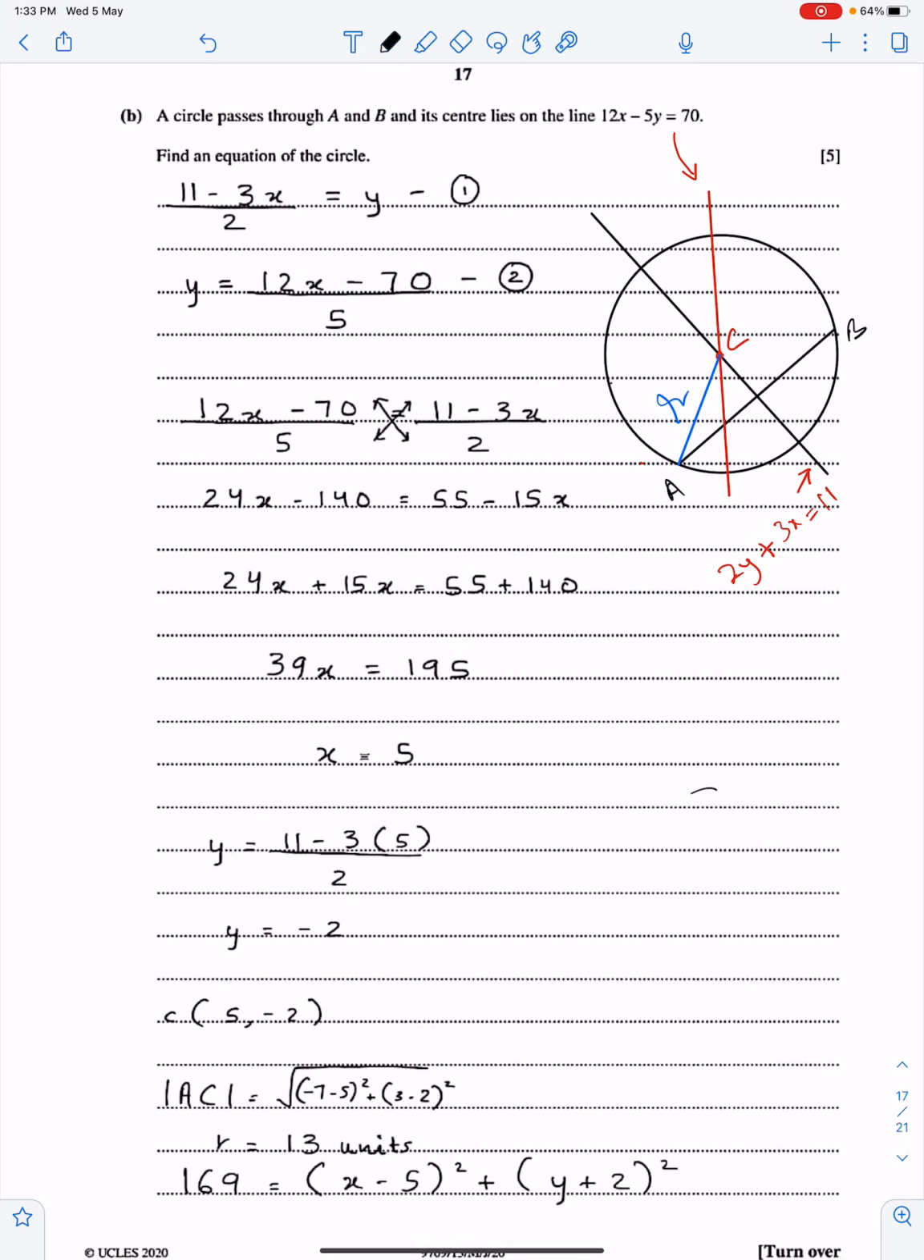Let me explain this thing. You did this in O levels: if this is the chord, then the line from the center to the chord is always the perpendicular bisector of the chord. I use this property here.